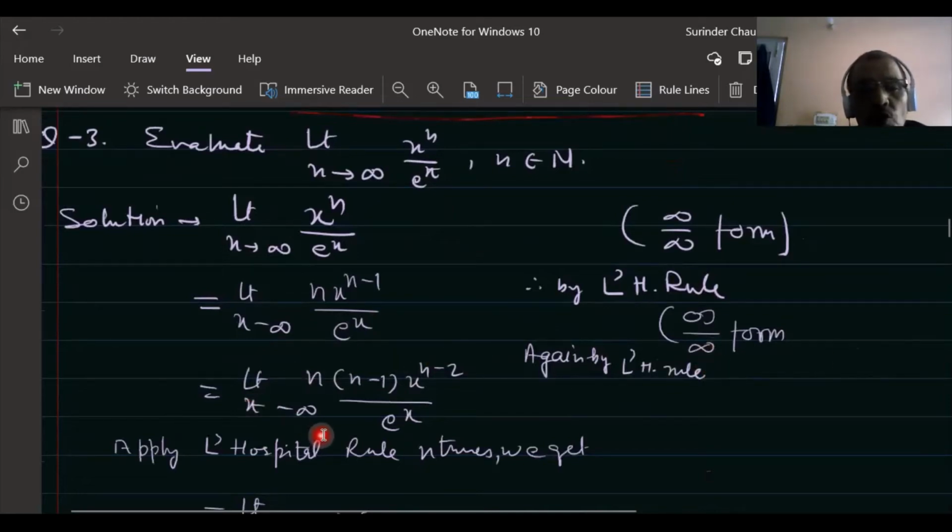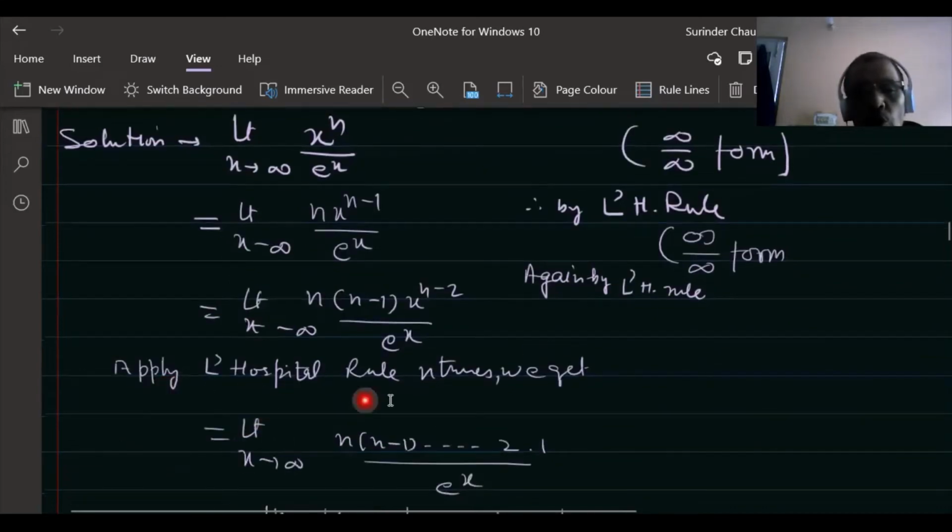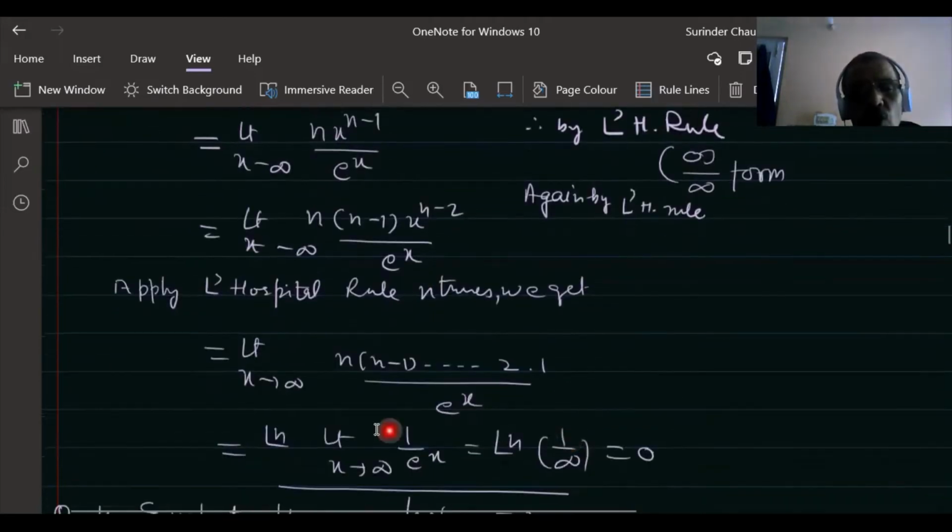So this is equal to the limit as x tends to infinity of n(n-1) x^(n-2) upon e^x, still infinity upon infinity. So we have to repeat L'Hospital's rule n times. After applying it n times, the n-th derivative of x^n will be how much? This will be n factorial. So the last derivative will be n(n-1)...1 upon e^x, and as x goes to infinity, the denominator will be equal to infinity. So 1 upon infinity is equal to 0.